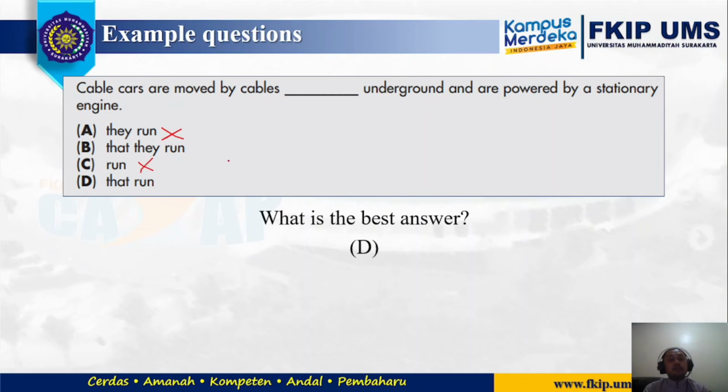And then, like what I told you before, when we have already cables here, we don't need to have they here. It will be double. I mean double things. Cables and they. Of course, we cannot do that. So that's why the best answer must be D. Okay, right?